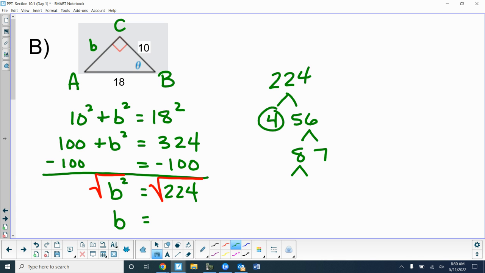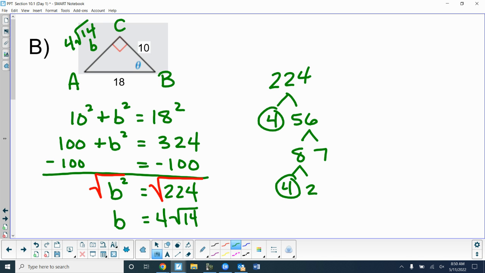And 4 times 2? So there's another perfect square. Since there are two 4s, I can pull out a 2 for each one, and 2 times 2 is 4. What's left? 7 times 2, 14. So that's what we're going to use for side B: 4 radical 14. You with me? Simplifying the radicals, nothing new. You should know how to do that.